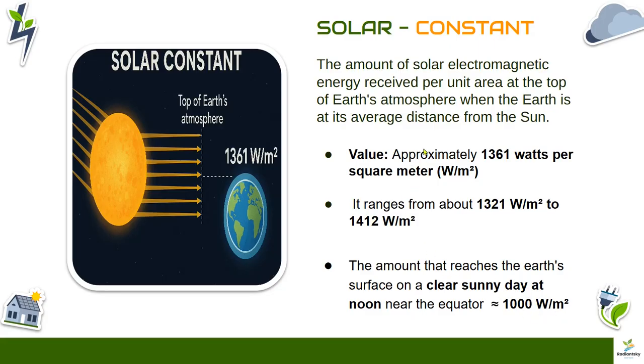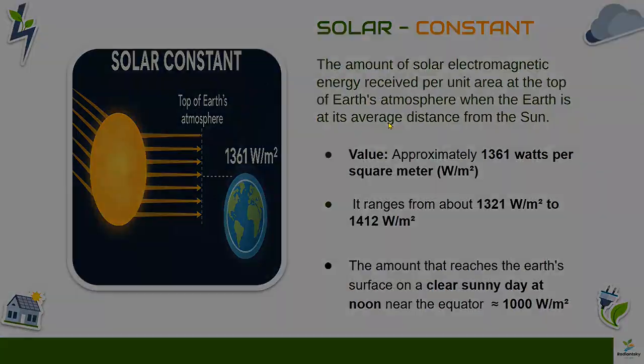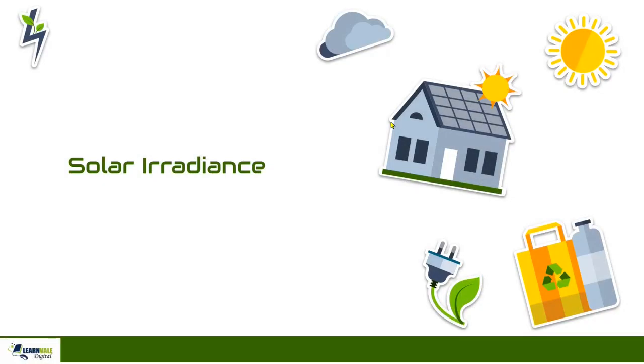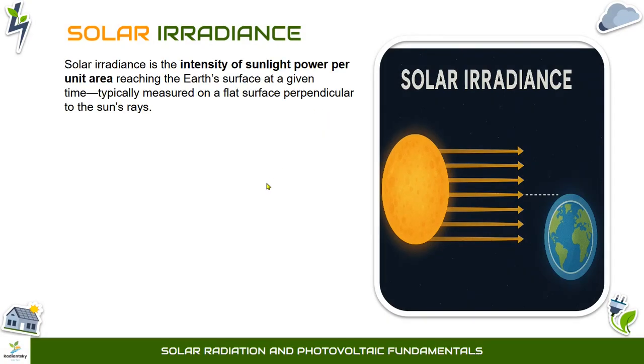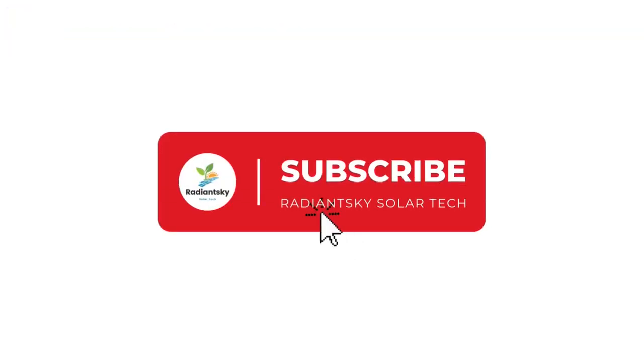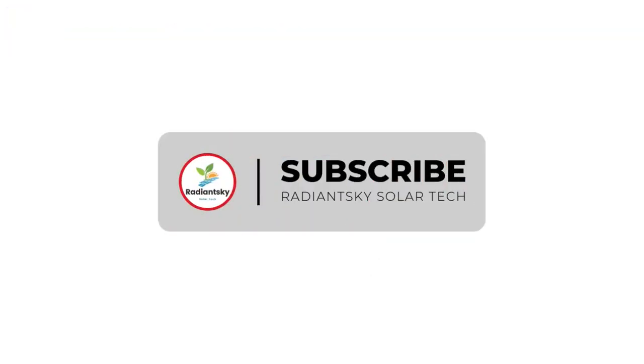So, is it noted? Another thing we need to understand now is solar irradiance. Let's look at what solar irradiance is. Solar irradiance is simply the intensity of sun power per unit area reaching the Earth's surface at a given time, typically measured on a flat surface perpendicular to the sun's rays. So if you want to calculate, for a certain amount of space, the amount of power that is generated per square meter, that is what solar irradiance is all about.